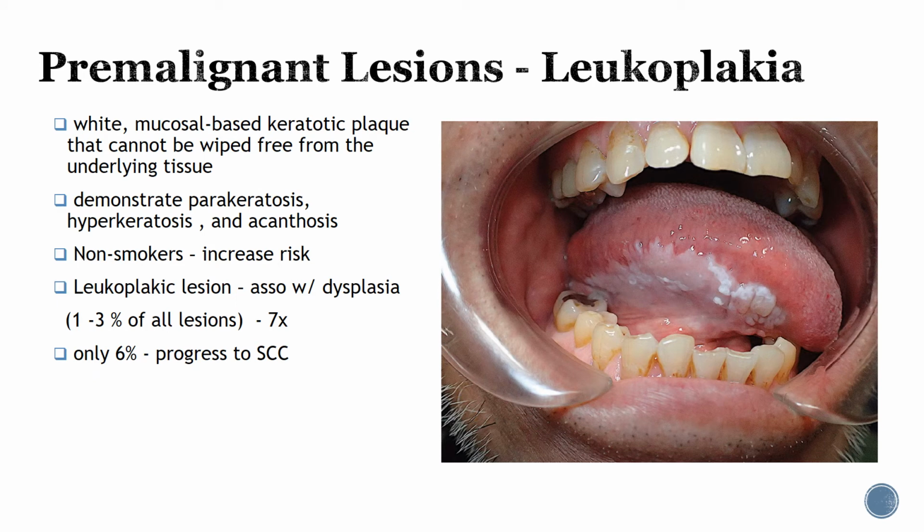Leukoplakia is a white mucosal-based keratotic plaque that cannot be wiped free from underlying tissue. This may demonstrate parakeratosis, hyperkeratosis, and acanthosis on histologic examination. Paradoxically, an increased risk of malignant transformation of leukoplakic lesions is seen more commonly in non-smokers. If a leukoplakic lesion is associated with an area of dysplasia in 1 to 3% of all lesions, the risk of progression to malignancy increases sevenfold. Only 6% of lesions in the series underwent subsequent progression to squamous cell carcinoma.